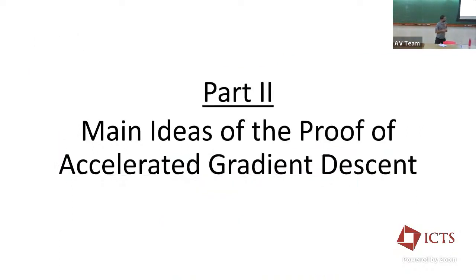Okay, so let's now move on to the main ideas behind the proof of accelerated gradient descent. As we have discussed already, perturbed gradient descent has a convergence rate of poly log d divided by epsilon squared, and accelerated gradient descent can improve the dependence on epsilon from epsilon to the 2 to epsilon to the 1.75. And I'll briefly describe the main ideas behind the proof of this accelerated gradient descent result.